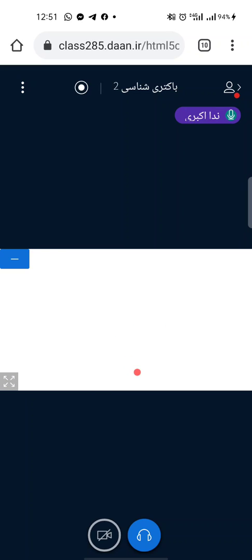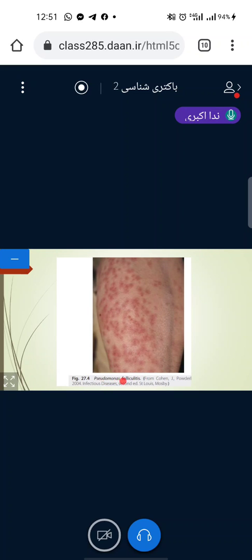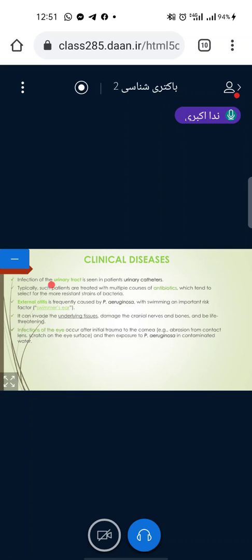You can see here a picture of Pseudomonas folliculitis. And infection of urinary tract is seen in patients with long-term indwelling urinary catheters. Of course, in patients who are hospitalized. Typically, such patients are treated with multiple courses of antibiotic, which tend to select for the more resistant strains of bacteria.